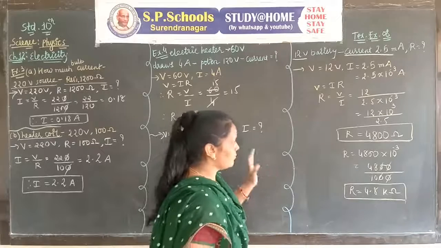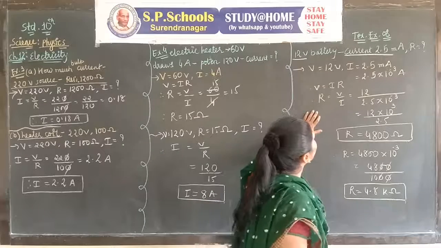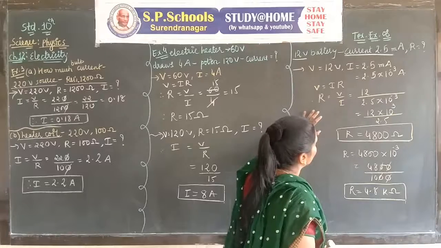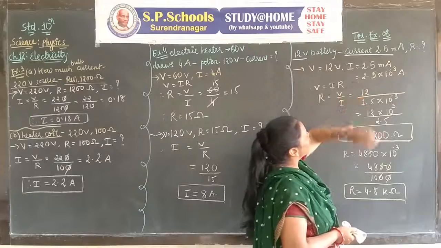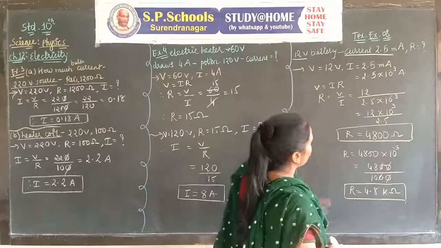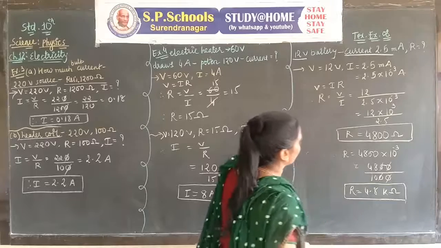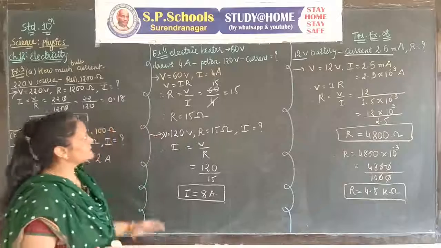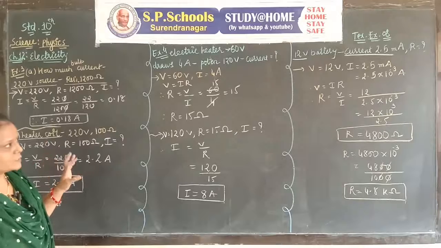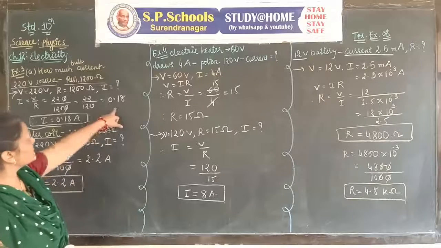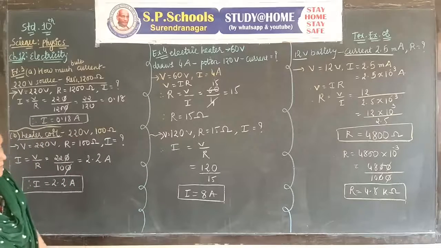First, one thing to notice is that in the exam you must not make a mistake in converting milliampere into ampere. Don't take it directly as 2.5, otherwise the answer will be wrong. These were examples related to solved examples already illustrated in the textbook, example number 3 and 4, and textual exercise example number 8.